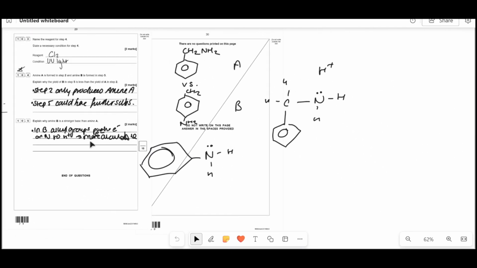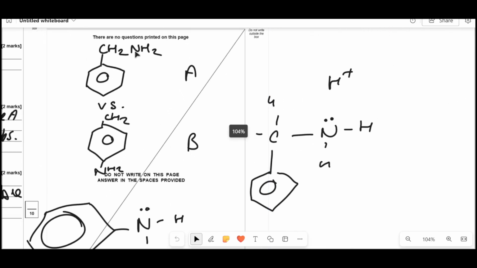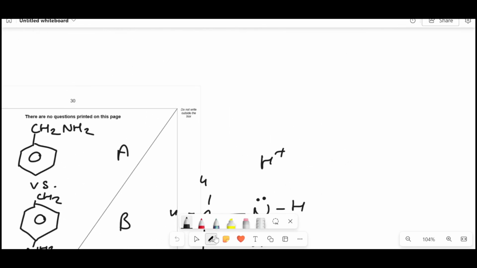So next, explain why amine B is a stronger base than A. I've drawn them side by side here. A has the amino group stuck to an alkyl group on the benzene, whereas B has it directly stuck to the benzene. When you're accepting a proton, everyone loves to just say, oh, acids are proton donors and bases are proton acceptors. What does that actually mean? It means that acids lose H+, bases gain H+.